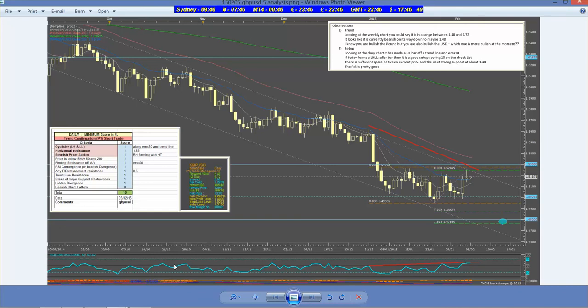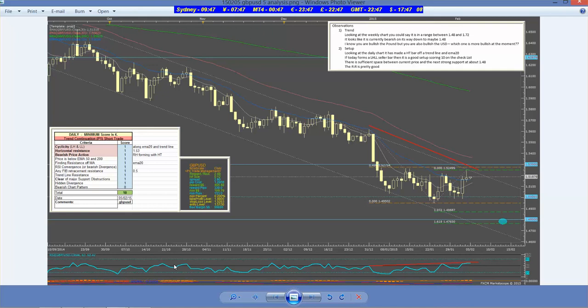Yeah. Okay. Observations. Looking at the weekly chart, you'd say it's in a range between 48 and 72. Yeah, I agree with you. Looks like it is currently bearish on its way down to maybe 148. Yeah, maybe. Maybe it is. The US dollar is very strong. I know you're bullish the pound, but you're also bullish the US dollar. Which is more bullish at the moment? Well, you'd have to go with the US. You would, yeah. You'd have to go with the US.